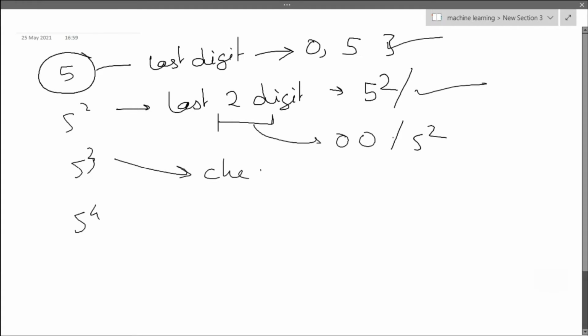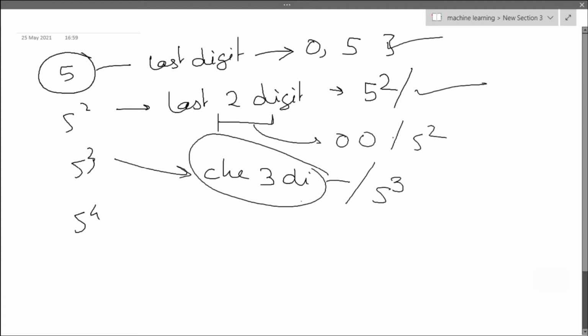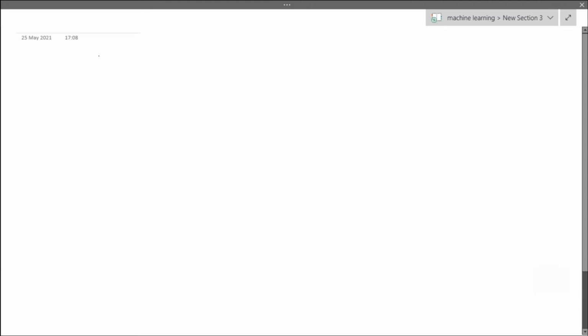Check the last 3 digits. If the last 3 digits are divisible by 5 cube, then the number is also divisible by 5 cube. For example, if the last 3 digits are 000, 125 or 250, then the number is also divisible by 5 cube.